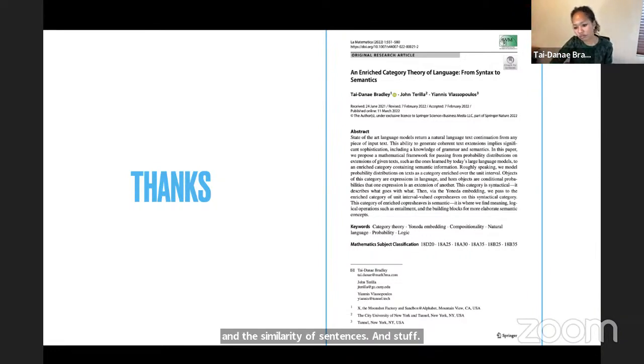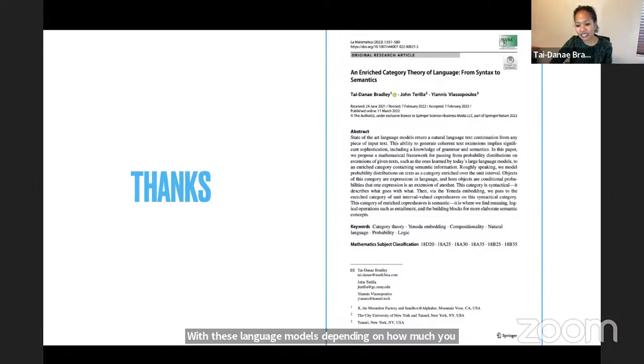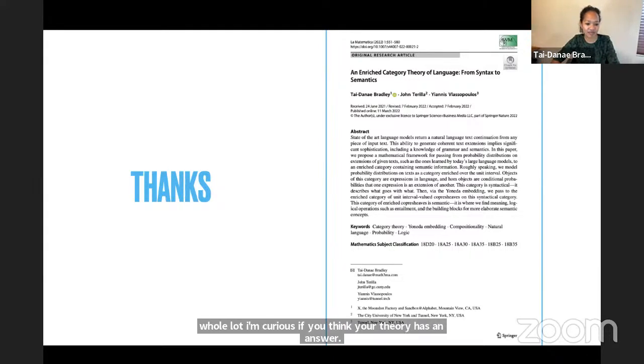It also seems like today you get a large difference between success and failure with these language models, depending on how much you hack the prompt. There was this one paper that said you can just add "let's think step by step" and it suddenly improves your reasoning capabilities by a whole lot. I'm curious if you think your theory has an answer to why this happens, or could have an answer in the future. Yeah, I'm just really curious about that.